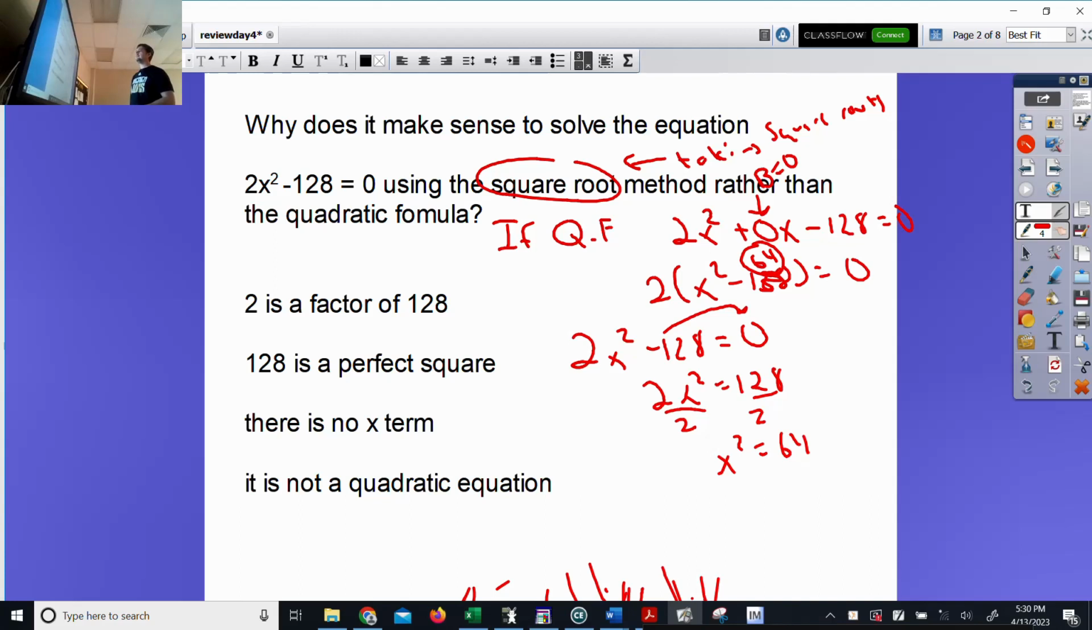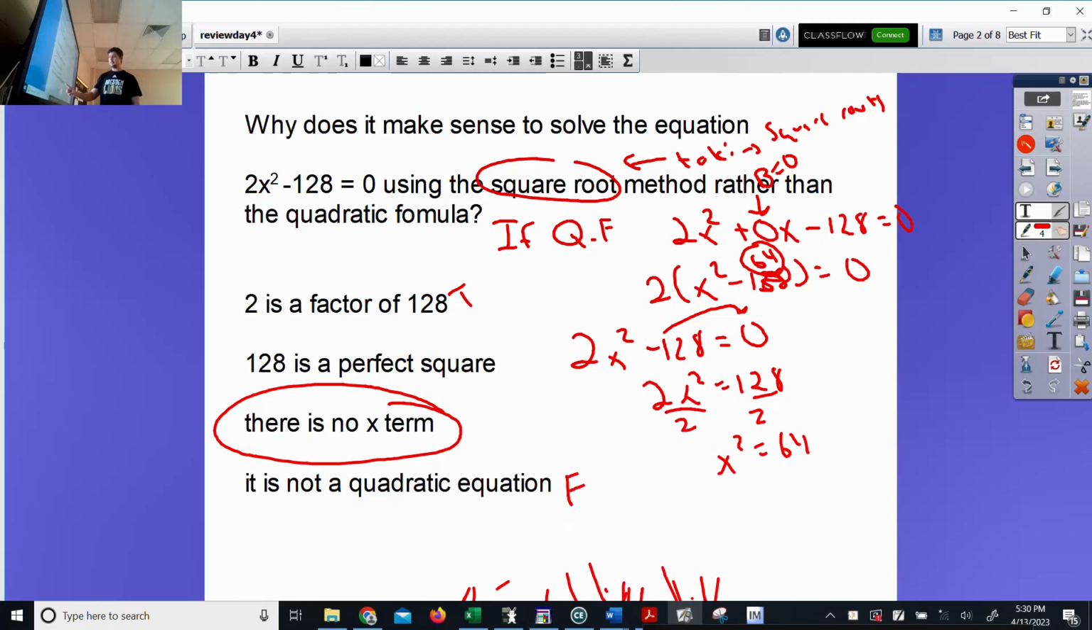Now, it says 2 is a factor of 128. Yeah, that's true, but it's not the real reason. This is what I was alluding to. There is no x term. It's really silly to use a quadratic formula, which is going to be longer, when there is no x term. It's silly.